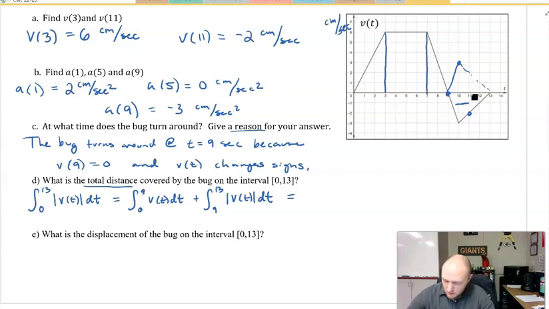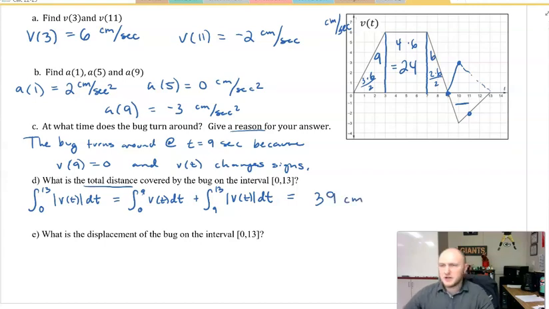And it looks like here we have a width of 3 times a height of 6. So we'll cut that in half. This is going to be 9 for that area. Here we have a width of 4 times 6, so that's 24, that section. And then here a base of 2 with a height of 6, so that's going to be 6. Okay, so that first area gives us 39. And the units on that, remember, I'm integrating velocity, which is centimeters per second, so that's centimeters, 39 centimeters.